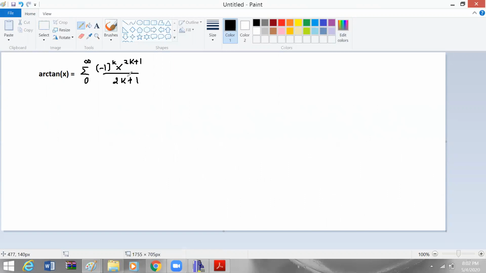And so for that part, we need to take the ratio test. So that would be the limit of k going to infinity. So we're going to take a_(k+1) over a_k. And then in this case we're going to take the limit of k going to infinity.